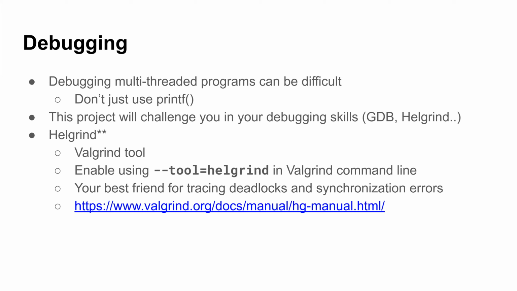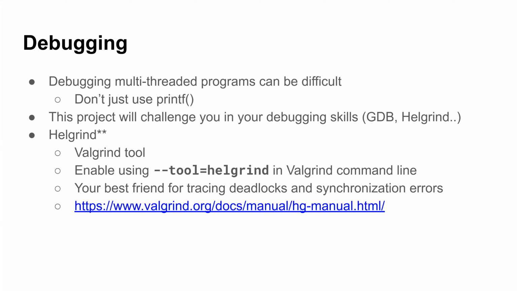Instead of using printf, you should use other techniques like GDB and Helgrind for debugging. Helgrind is a Valgrind tool, and most of you have probably already run into it with exercise 3. Basically, you pass --tool=helgrind into the Valgrind command line, and this will tell you where all your deadlocks and synchronization errors are. So please do keep that in mind. That'll be very important for debugging this application.